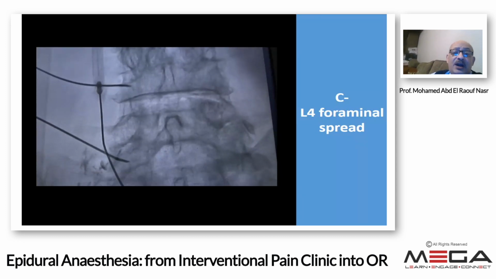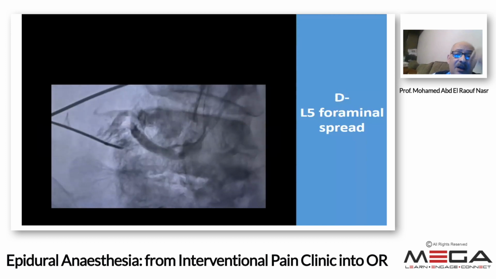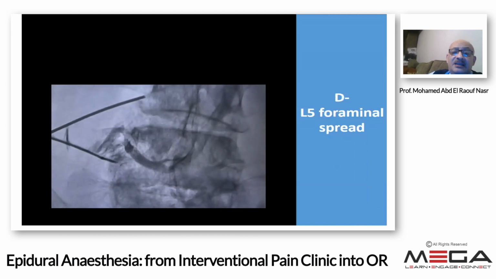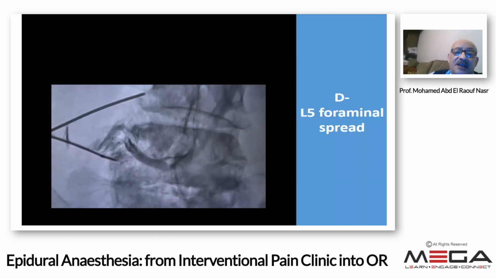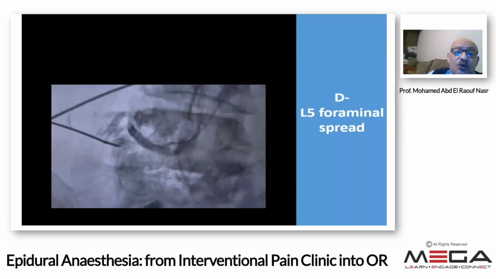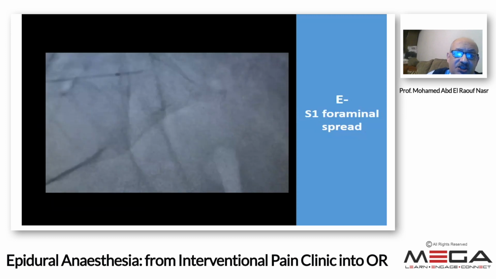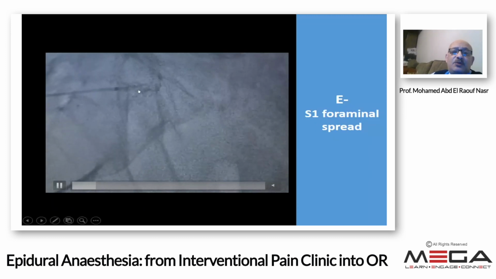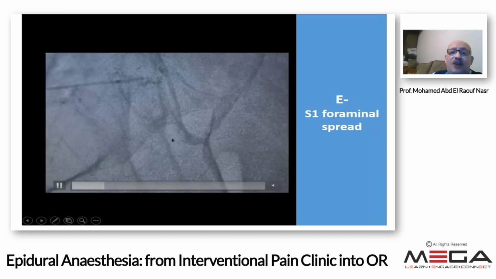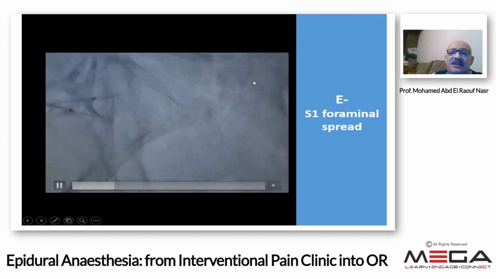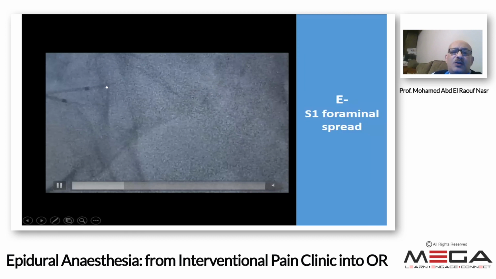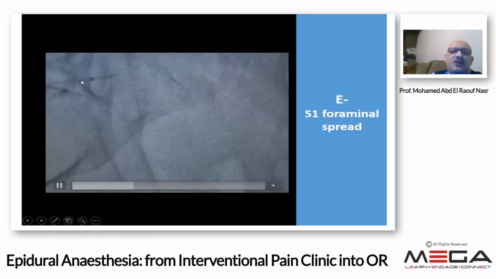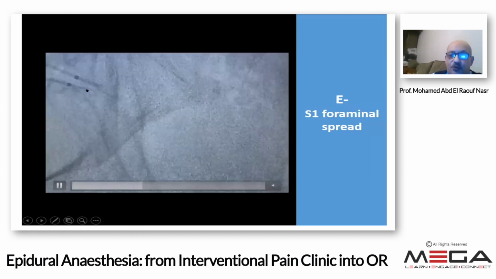Now, if you go a little bit lower to L5, it's a huge intravascular spread, as if you are injecting into a major artery. This could lead to a very serious catastrophic complication. At S1, we are injecting inside the S1 foramen, and a lot of dye is going into the pelvis and going up. And once we withdraw the tip of the needle a little bit, you get a classic S1 nerve root injection.